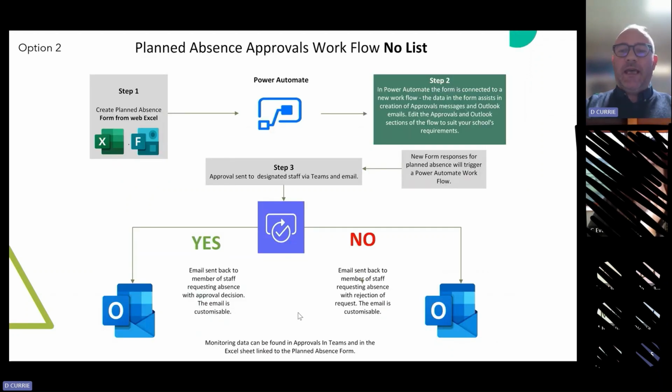The second one, the first two steps are exactly the same. You are creating your Web Excel, your form from the Web Excel, but then here's where Power Automate comes in. Basically what Power Automate does is link the form and the form responses to an approval system, which you can see here. Form responses go to step 3, and the approval is either yes or no, approve or reject, and that automatically will send an email to the member of staff with that decision.